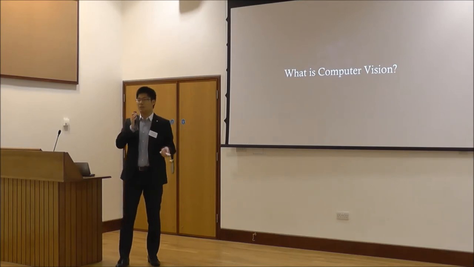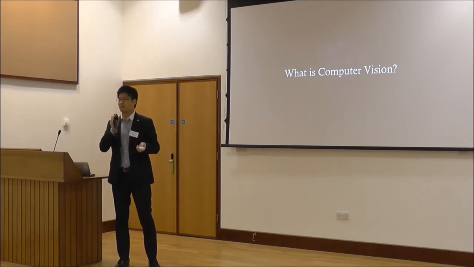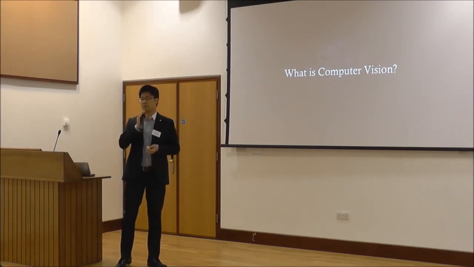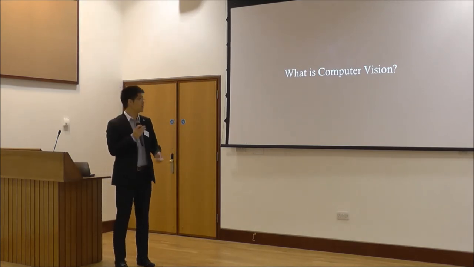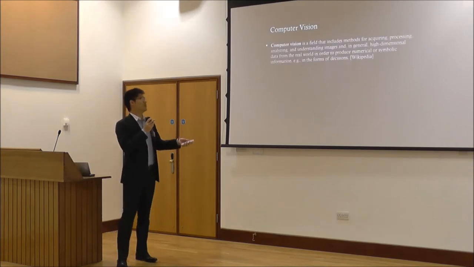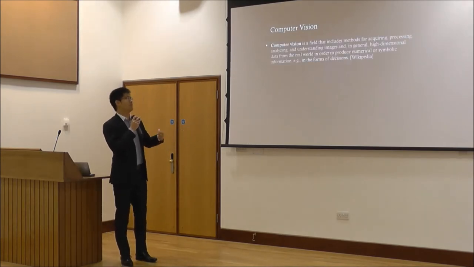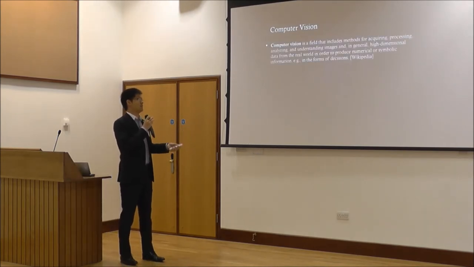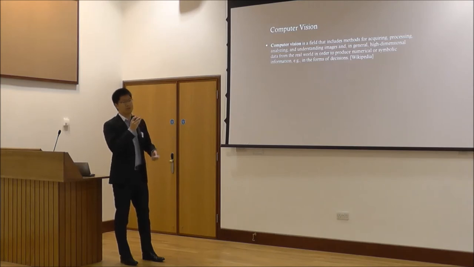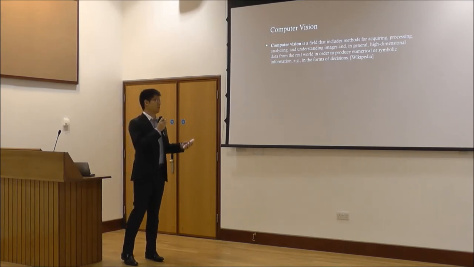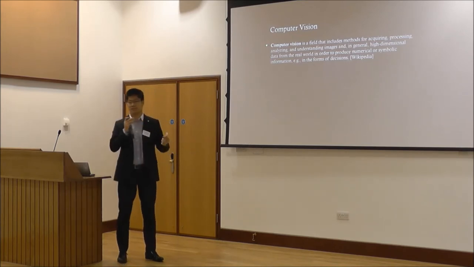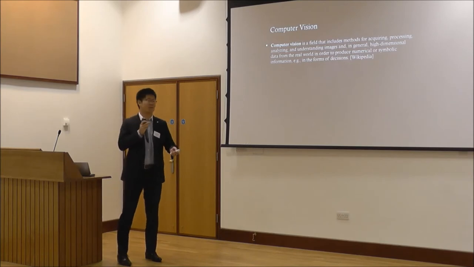Of course, 3D tracking and pose estimation, they are both computer vision problems. So we are going to go back to something which is boring. What is computer vision? According to Wikipedia, computer vision is a field that includes methods for acquiring, processing, analyzing, and understanding images, and in general, high dimensional data from the real world in order to produce numerical or symbolic information, for example, in the form of decisions. I'll translate that into English now.